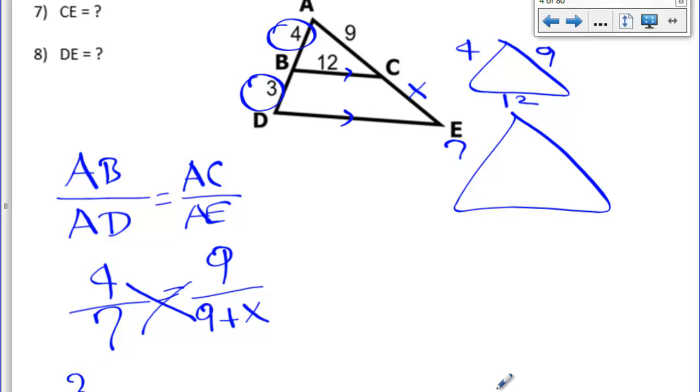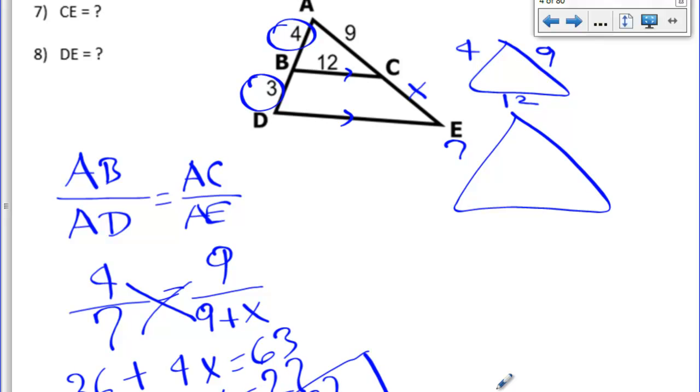Cross multiply, we get 36 plus 4X equals 63. Subtract 36 from both sides, and we get 4X equals 27. Divide by 4, and we get 27 over 4. You can also convert that to a decimal.